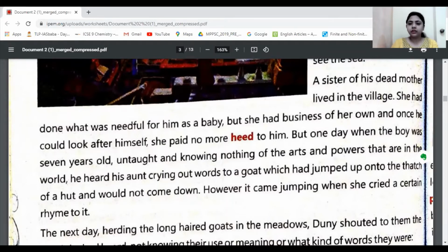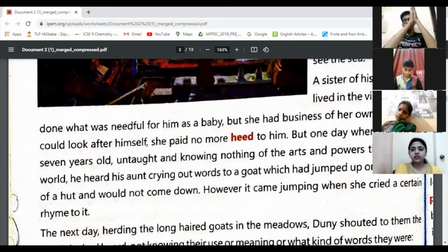But one day when Duni was a small boy of 7 years of age, he did not know anything about the arts of sorcery and the powers of magic. So he had no idea that these are also things which are there in the world. But he heard his aunt crying out some words at the goats. And where were the goats? The goats had climbed on the top of the hut, on the roof of the hut, which is made of thatch. You know how the sloping roofs of huts are made of dried straw. So that was known as a thatched roof.